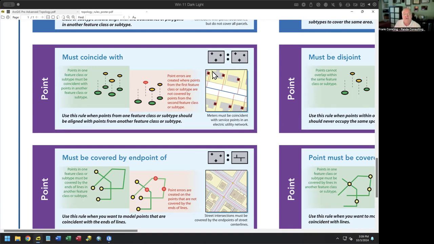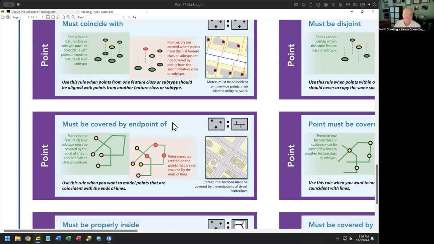And it says it must be coincident by this. All right, so that's the first rule in here for points.